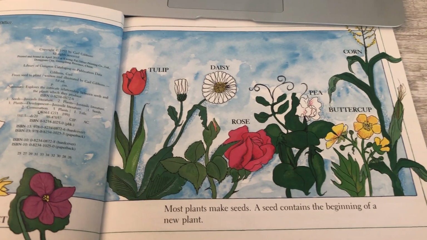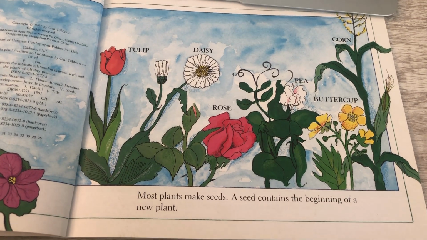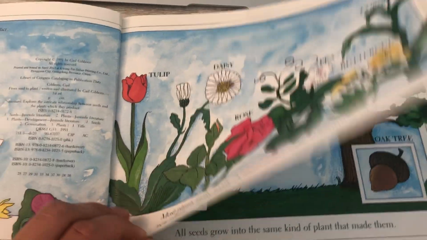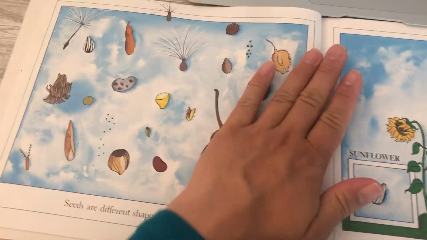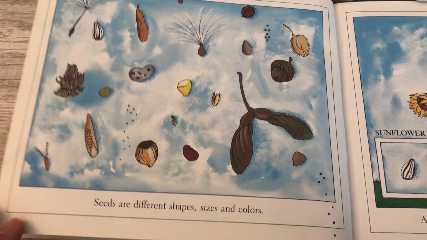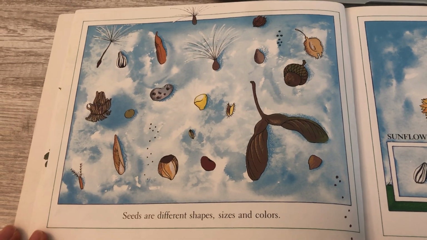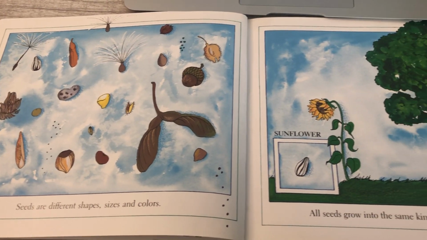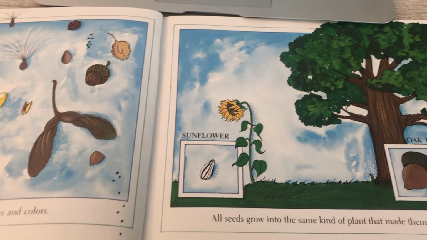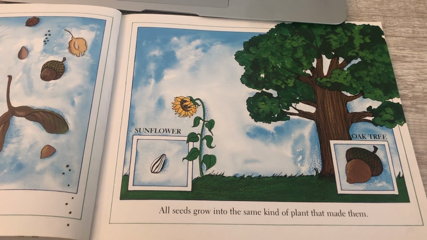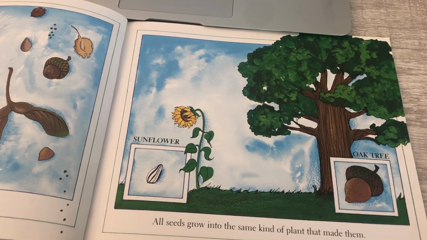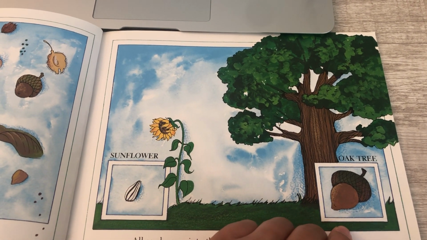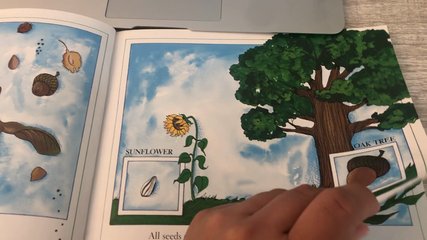Most plants make seeds. A seed contains the beginning of a new plant. Seeds are different shapes, sizes, and colors. All seeds grow into the same kind of plant that made them. So a sunflower seed will grow into a sunflower, and an acorn, an acorn is a seed, will grow into an oak tree.